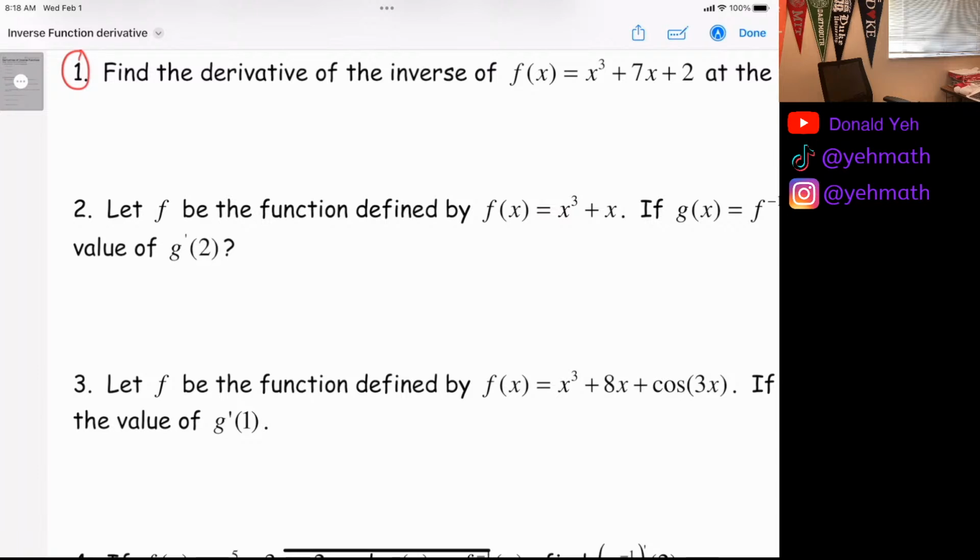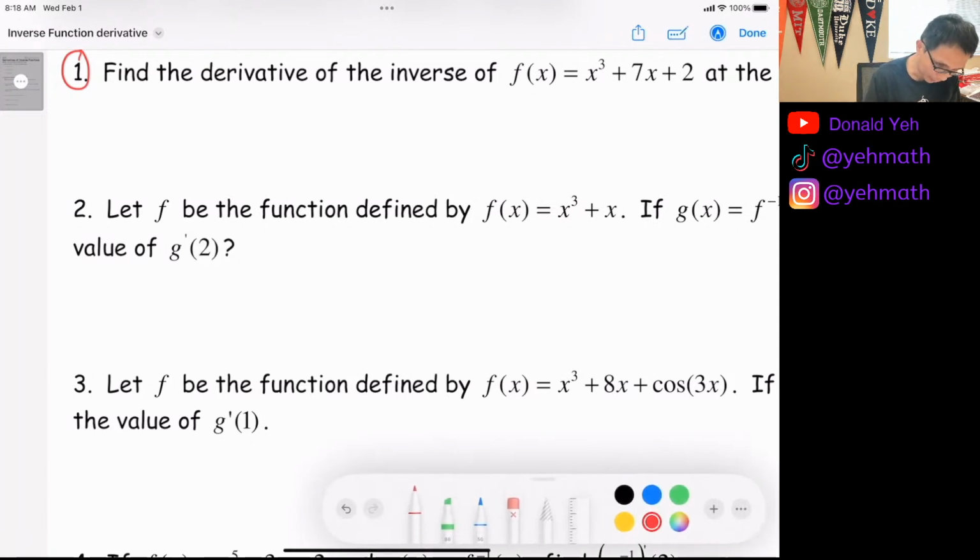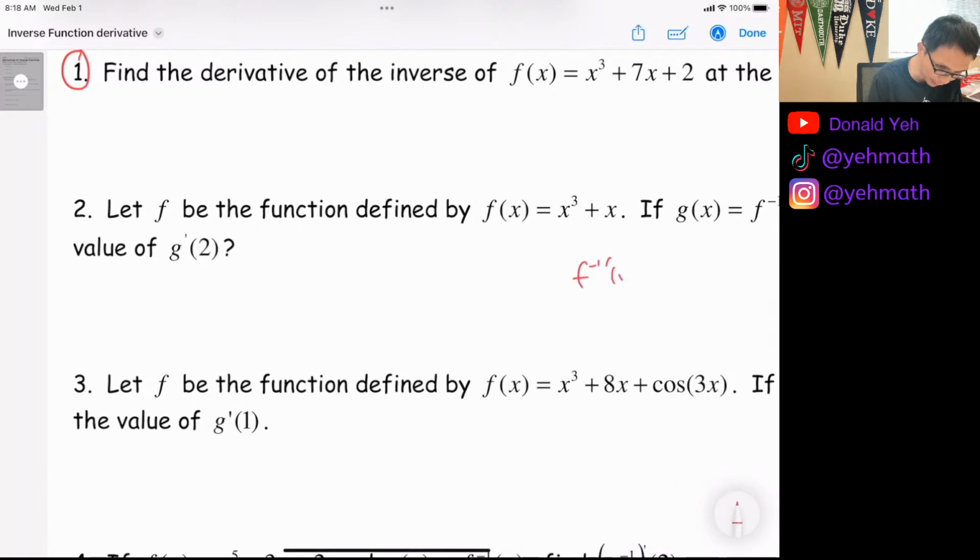Actually, there is a formula sheet. I will give it to you. This is not a formula sheet. Oh, you have to know all your trig integrals, so I won't give you a formula sheet. No, I lied. F inverse prime of x is equal to 1 over f prime of f inverse of x. So that is what to be thinking about. That's the equation for the inverse derivative.